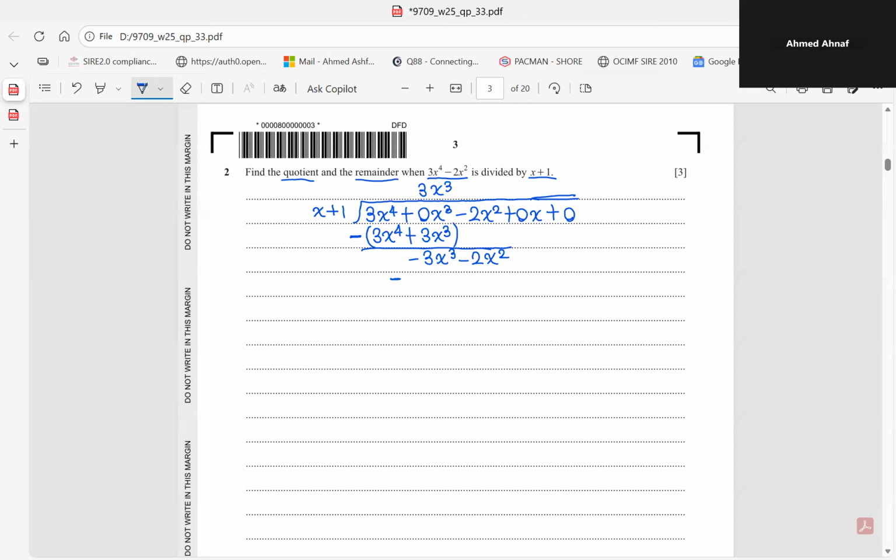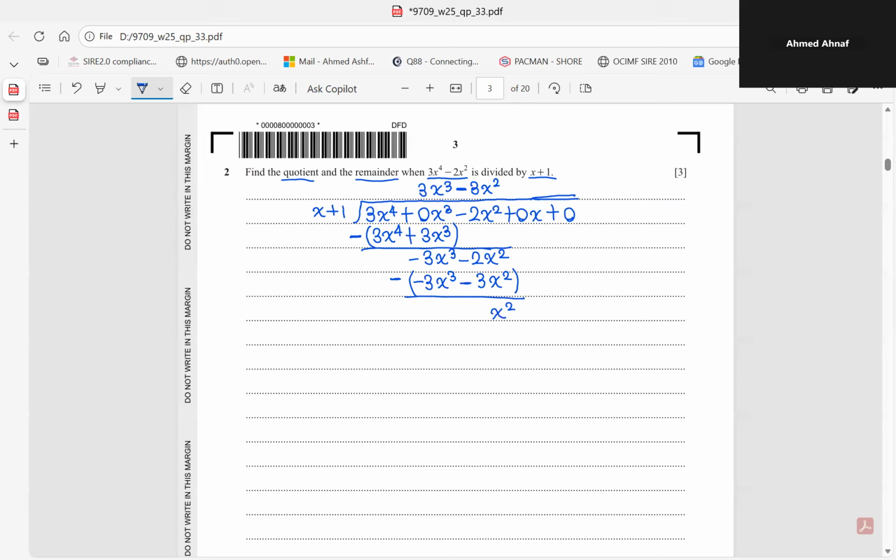Now, we do the same. Now we need to multiply something that makes our x term minus 3x cubed. So for that, you need to multiply by minus 3x squared. So this is what you multiply by, minus 3x squared. Again, it should be above the x squared term, all right? So this is minus 3x cubed minus 3x squared. So again, this would be 0 and minus 2x squared minus negative 3x squared. That's the same as 3x squared minus 2x squared. You get x squared.